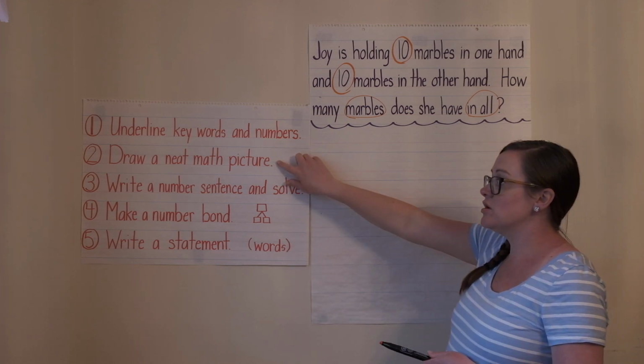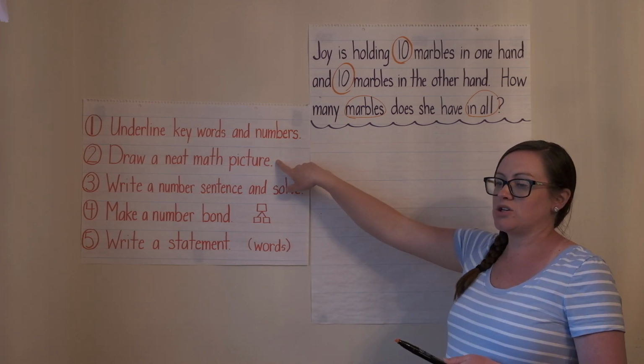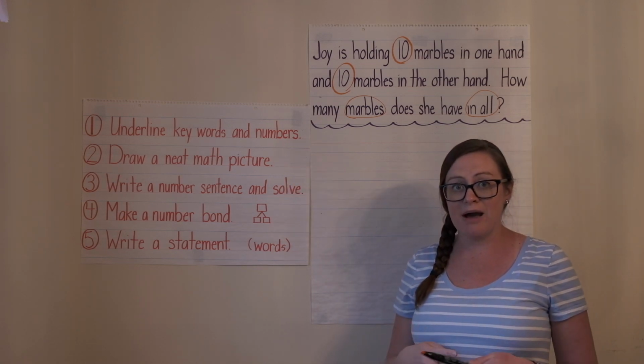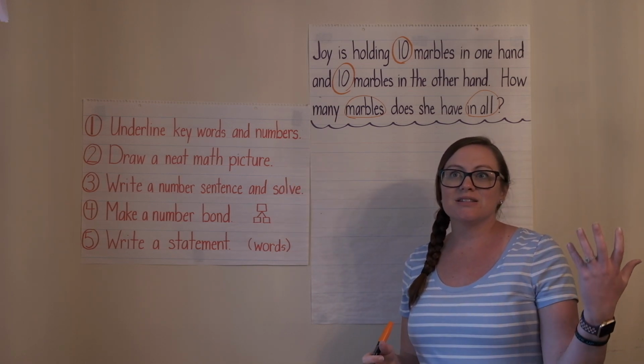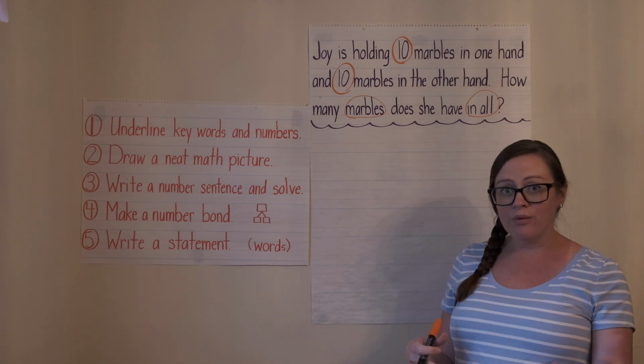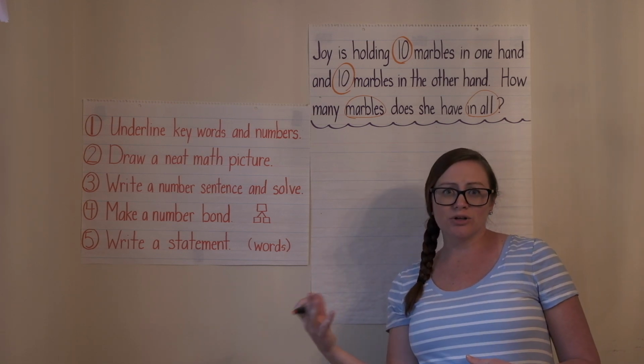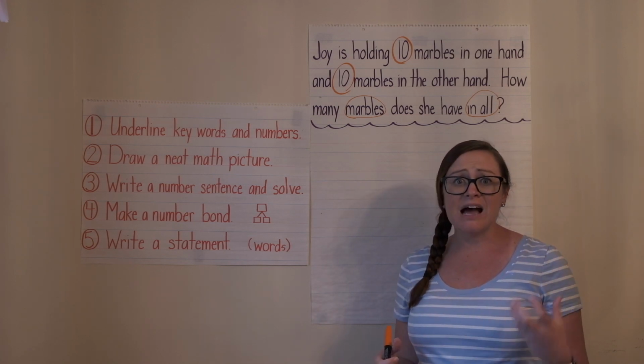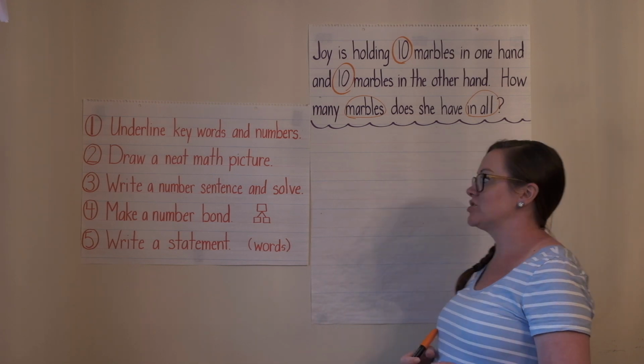So step 2, we're going to draw a neat math picture. And I say math picture because we often talk to the kids about, if it says flowers, we don't have to draw flowers. Or if it says birds, we don't have to draw birds. We just use dots or circles for our math picture.